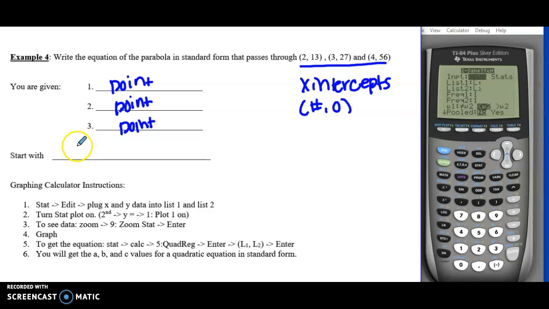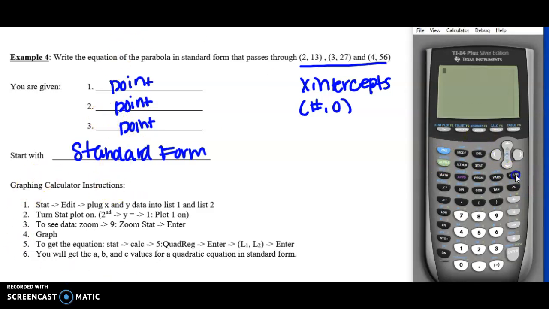You're going to start with standard form, and the reason you're going to start with standard form here is you're actually going to do this on your graphing calculator, okay? The instructions are over here, but I'm going to walk through them with you. So the first thing you're going to do is hit the stat button. Notice how edit is highlighted. You're going to hit enter.